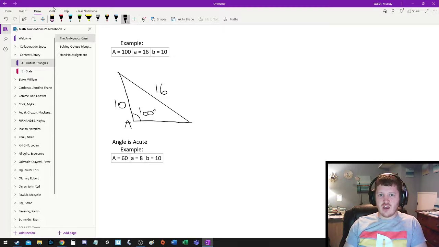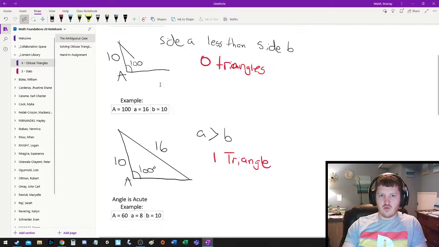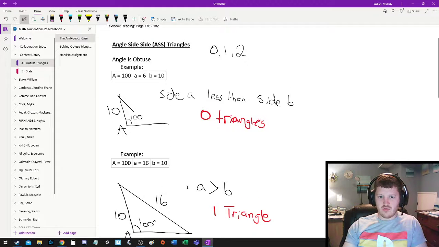So from this check, if we have an obtuse angle, let's use our math language: A is greater than B. If A is greater than B, we end up with one triangle, and we can go ahead and solve this triangle. So those are the 2 cases for when the angle is obtuse. We just need to check, is A less than B or is A greater than B: 0 or 1 triangle.